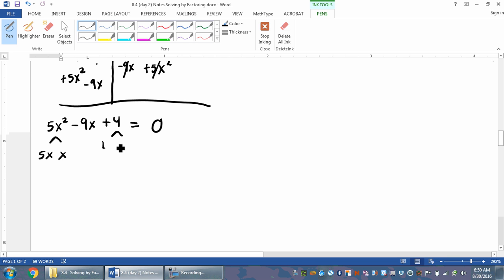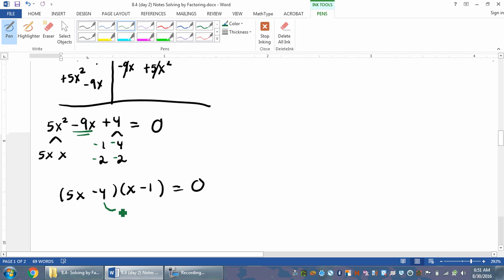Everything that multiplies to 4 is 1 and 4, 2 and 3. So if you recognize this is a positive term, I know both of them are going to be negative. You're going to again guess and pick a combination. Do not pick a combination that equals 0. Let's try negative 1. That's the combination.